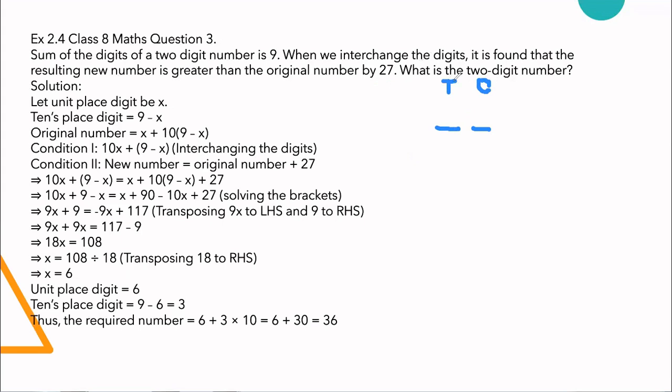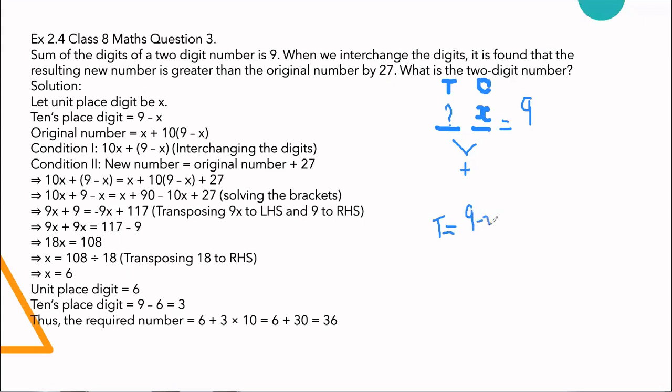Now, what can we do to find the number? Let me consider my ones place as x. Then the result of these two when I add must be 9, right? Now how do I find the tens place? Let us just solve it easily. Tens place will be equal to 9 minus x.